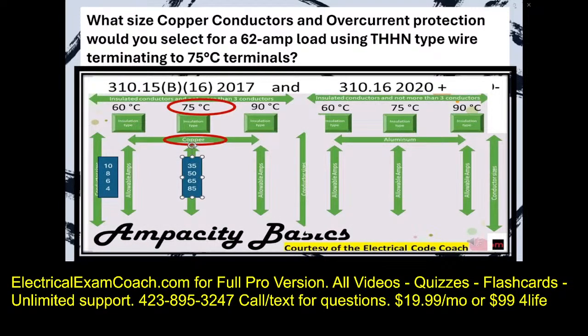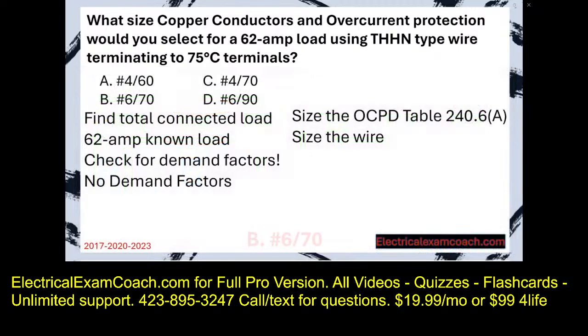We're going to be sure to start on the copper side because it's asking for copper. We're in the 75°C column. We slide down and find a wire that can cover the known load. And we find out that we're going to have a 6-gauge wire on a 70 amp breaker.